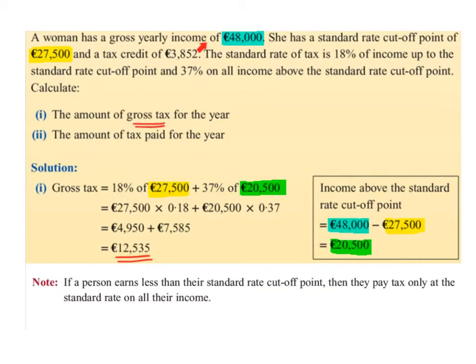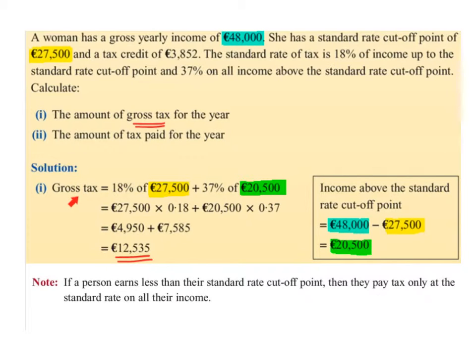So her gross income is her income before deductions. So we want to work out her gross tax and then her actual tax, because she does not take home her gross income. This is the amount she earns. This is her salary before deductions. So we want to work out what those deductions are going to be. So let's start off by working out the gross tax.